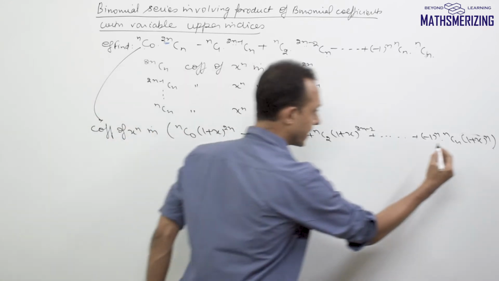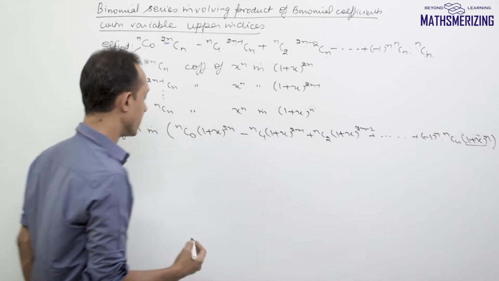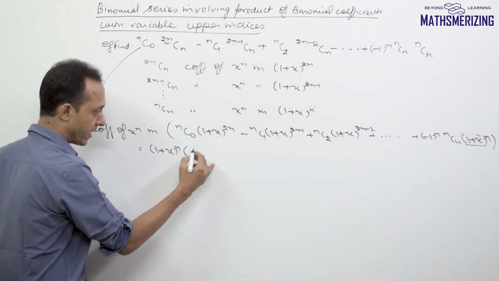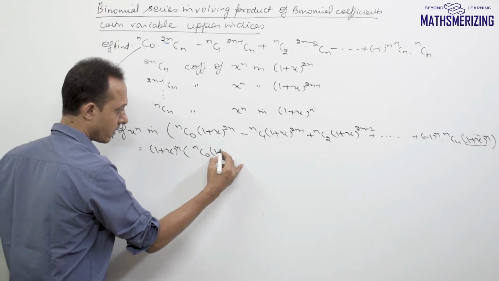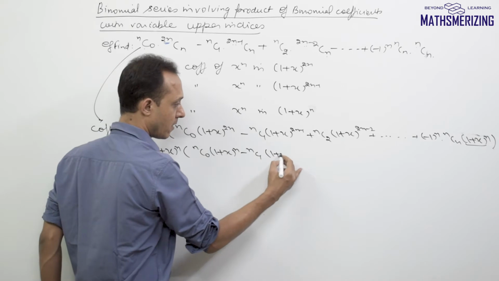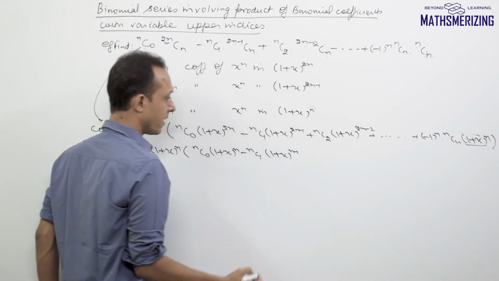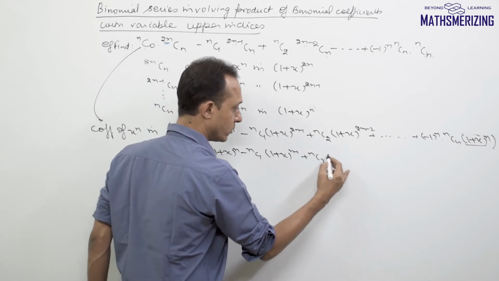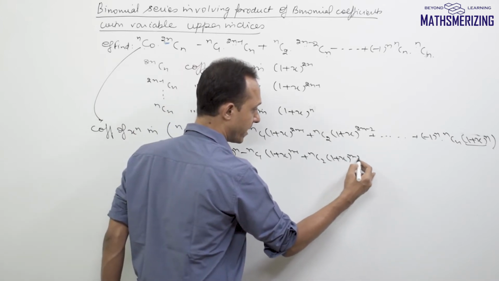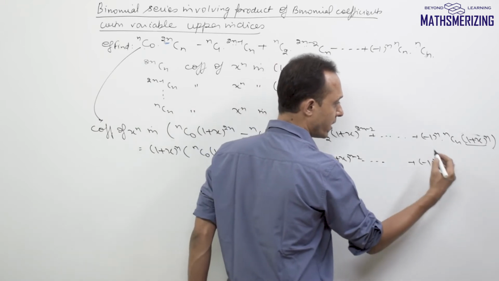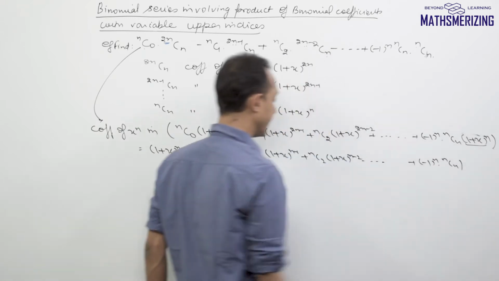Now I'll take this (1 plus x) to the power n common. If I take this (1 plus x) to the power n common, I can write nC0 (1 plus x) to the power n minus nC1 (1 plus x) to the power n minus 1 plus nC2 (1 plus x) to the power n minus 2, and this series will continue up to (1 plus x) to the power 0 and nCn.